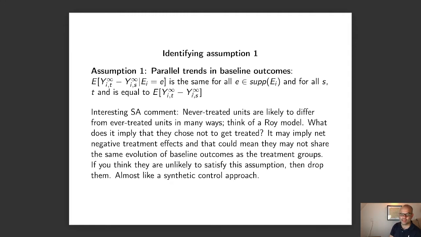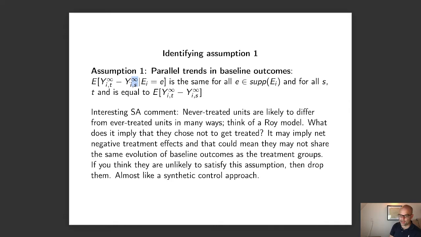So here we have this identifying assumption. Assumption one is a parallel trends assumption in baseline outcomes, and it's basically saying that for all units, for all cohorts, absent the treatment, the units would have continued to evolve the same way. So here's the had they not been treated at period T relative to period S, their trends would have evolved the same.